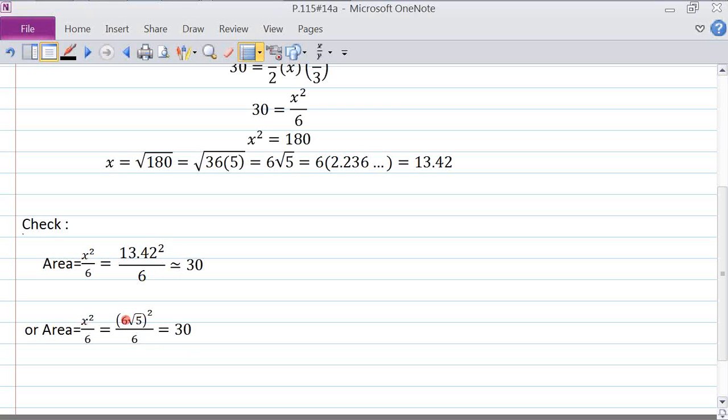Or, for a more exact solution, if I take 6 root 5, which is this answer, very exact, because there are no approximations here. Let's see what we get. 6 root 5 squared. So 6 squared times 5 is 36 times 5, which is 180. 180 over 6 gives you 30.